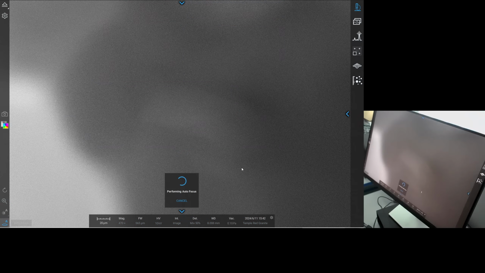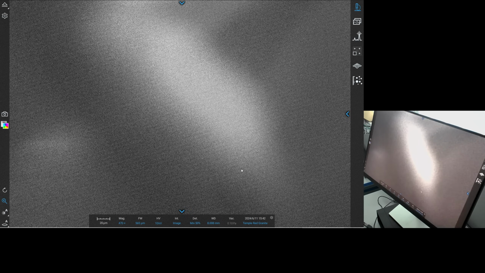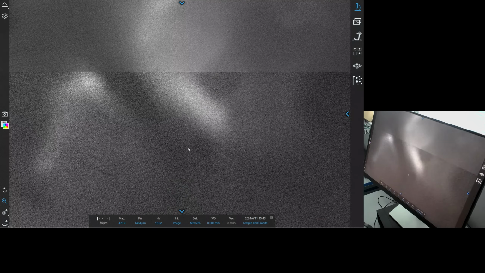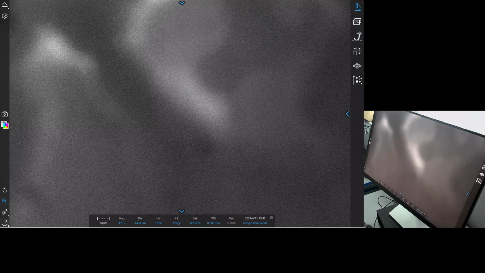What? Seriously out of focus now. Okay, it's not getting better. Let's try that. Probably not enough contrast.